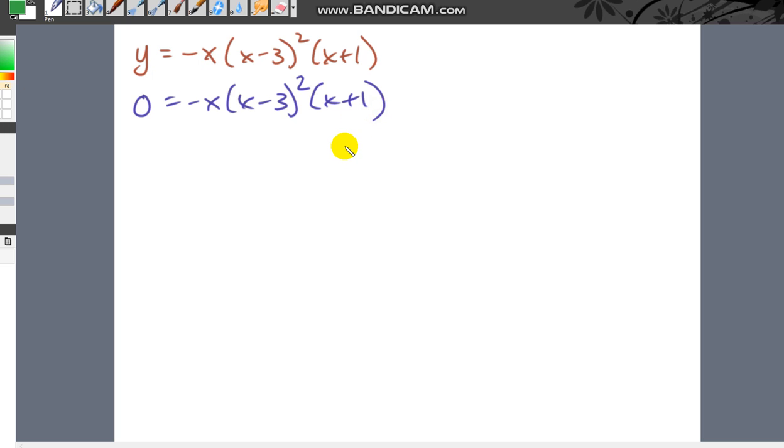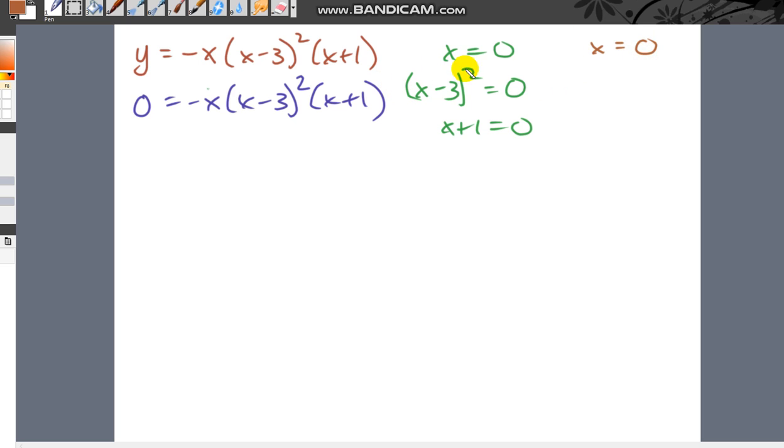Okay, so next what we need to do is, like I told you earlier, we're going to divide by the negative. It doesn't matter. If you're just solving for x-intercepts, we need to get each of these factors and set them equal to 0. So we have x equals 0, x minus 3 squared equals 0, and then we get x plus 1 equals 0. Okay, so this one is obvious. This is given. x is 0.